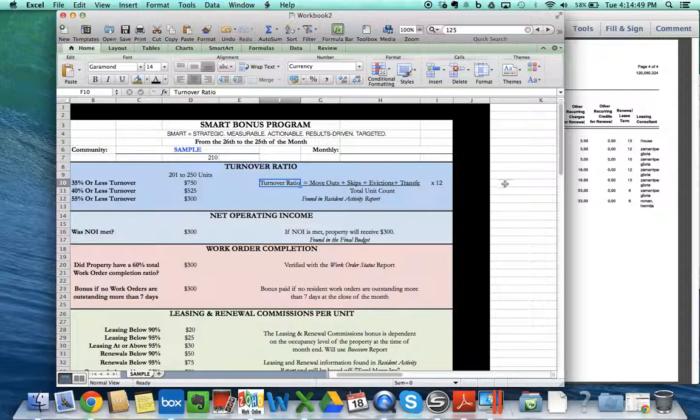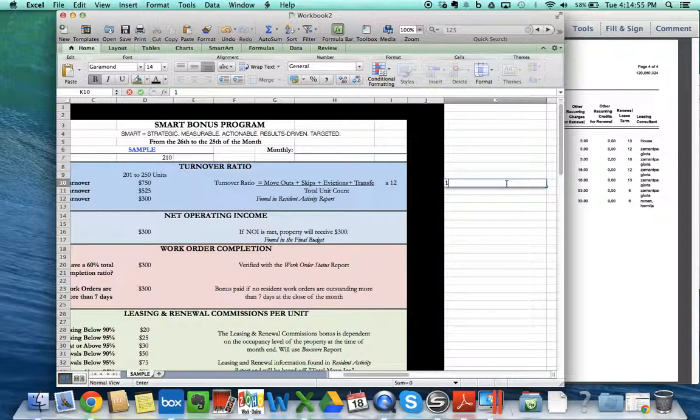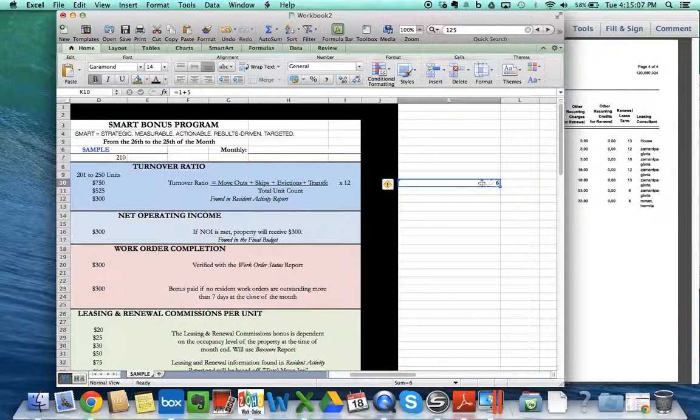So we'll come here to calculate. We have 1 transfer plus 5 move-outs to give us a total of 6. We're then going to take this 6 number and multiply it by 12 to give us our annual turnover percentage. On average, we'll turn over about 72 units on a yearly basis, going off of the assumption that we have 1 transfer a month and 5 move-outs a month.